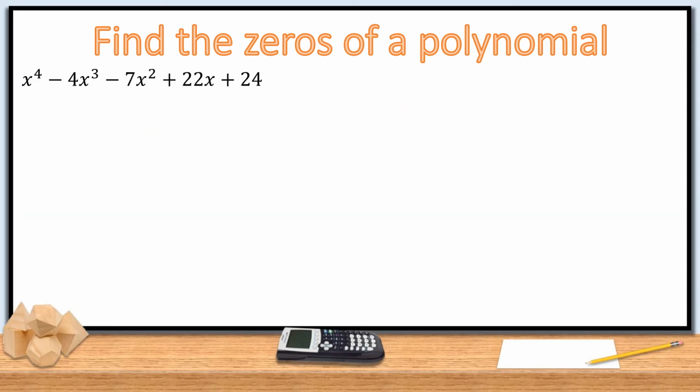Okay, let's step it up a little bit. So we're going for a polynomial that has a degree of 4, which means that we're expecting exactly 4 solutions. Now, they could be 4 real, they could be 2 real, 2 imaginary. We don't really know what we're going to get yet. But we're going to go through the exact same process.